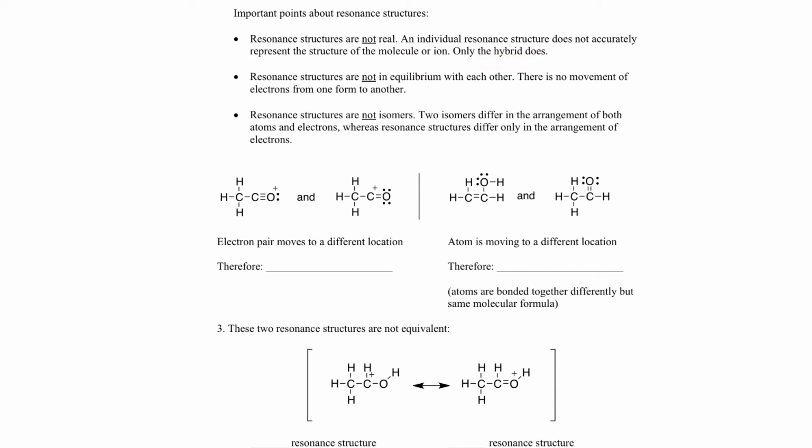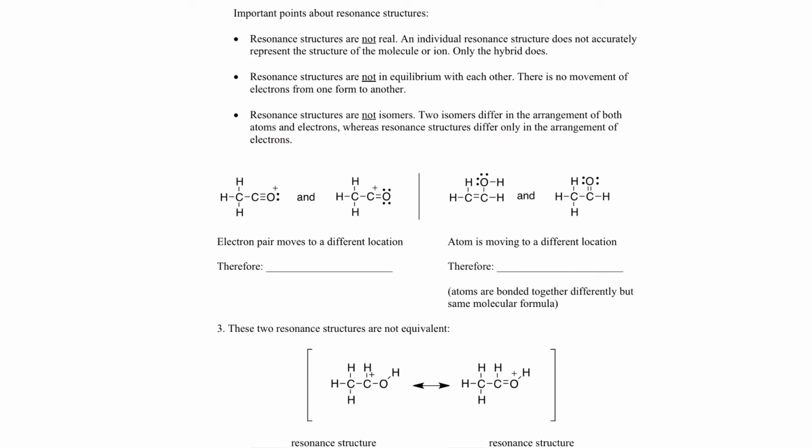And like I mentioned earlier, resonance structures are not in equilibrium. They don't convert from one to the other, right? What you have is the hybrid. And resonance structures are not isomers at all, because isomers differ in the arrangement of both atoms and electrons. However, resonance structures differ only in the arrangement of electrons. So let's look at some examples here.